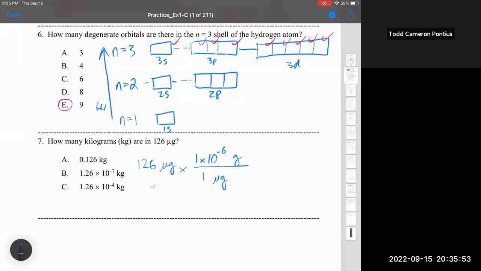We're not done yet. We want to convert to kilograms. So ultimately, we want to cancel out grams now. And in 1 kilogram, kilo means 10 to the 3rd. And then when we do all this, micrograms cancels out, grams cancels out. And then when you multiply 126 times 1 times 10 to the negative 6th, and then divide by 1 times 10 to the 3rd, you get C. Or sorry, D. Oh, there is no D. You get B. 1.26 times 10 to, no, yes, the negative 7th. Okay.